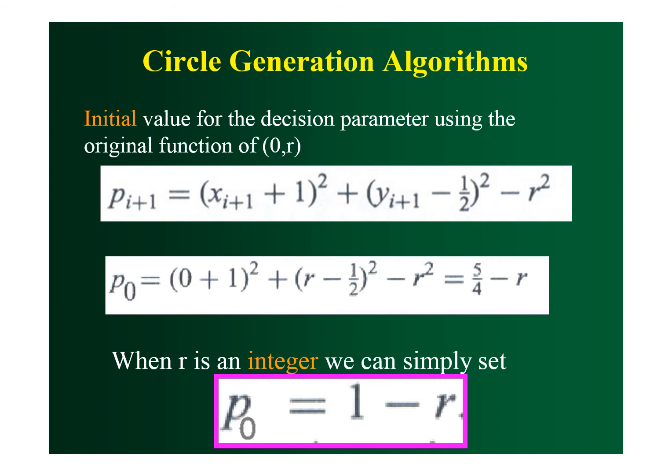For the initial value of the decision parameter, we use the original function at (0, r). On generalization, the initial decision parameter p0 is 5 by 4 minus r, on simplification of the equation, which we actually computed at the starting stage. Where r is an integer, we can simplify it to 1 minus r as well, or directly you can use 5 by 4. The radius will be given, and you can supply it in this equation, and based on whether p0 is less than 0 or greater than or equal to 0, our move will be decided.